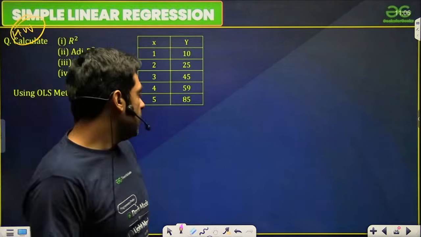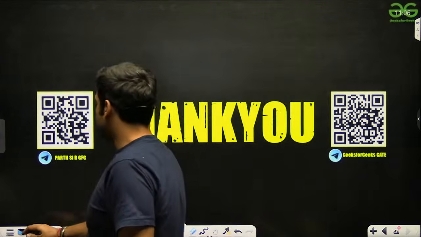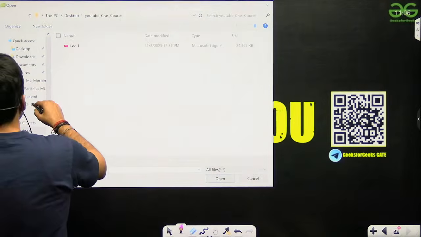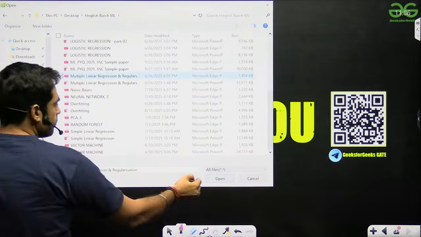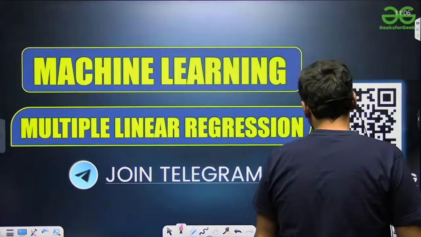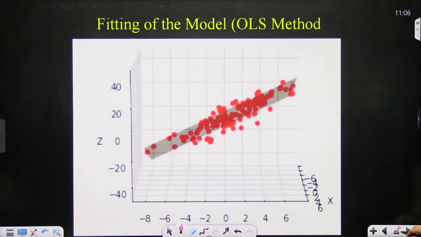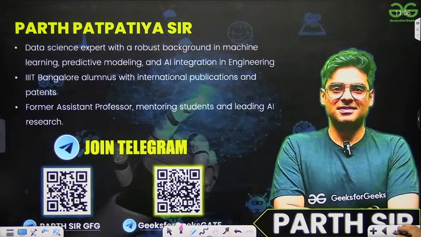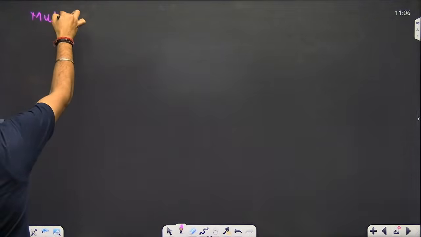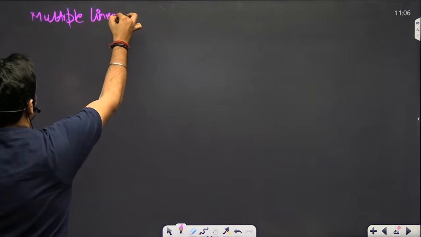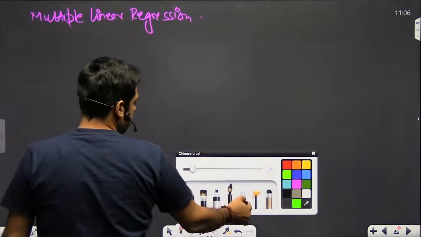Now I'll be starting with the next concept to be covered, multiple linear regression. This was everything regarding simple linear regression, and today I'll be completing the multiple linear regression questions also. So what is multiple linear regression? How to define multiple linear regression?